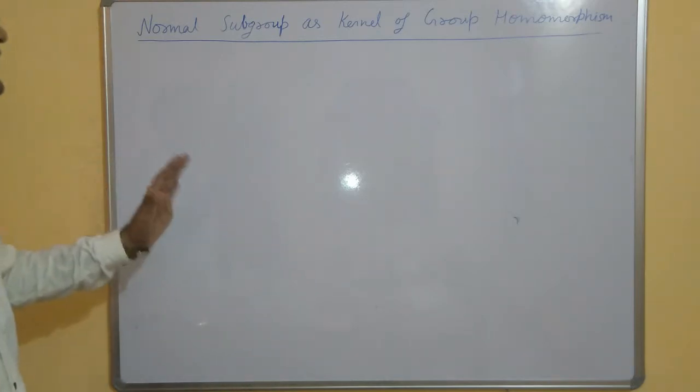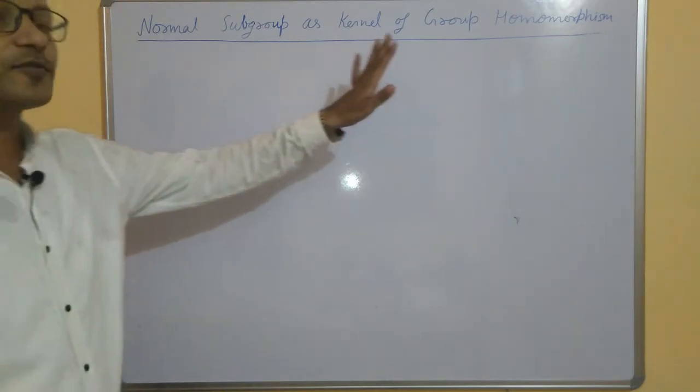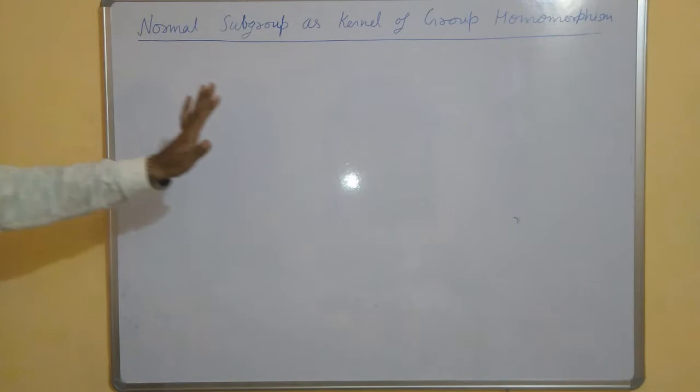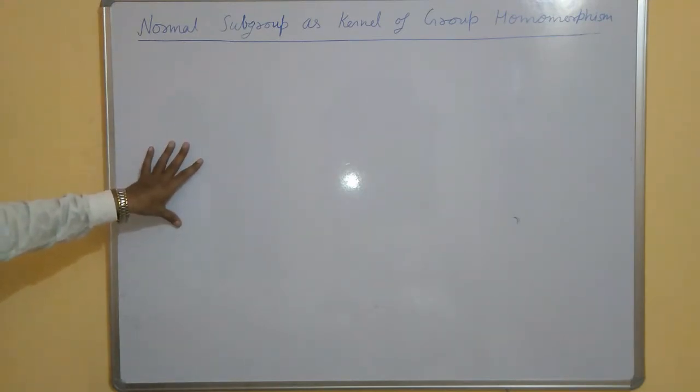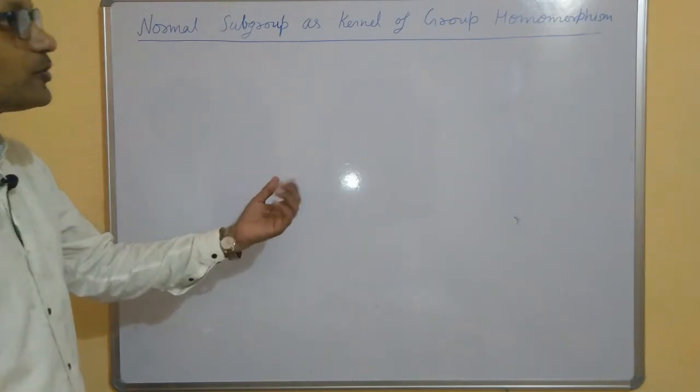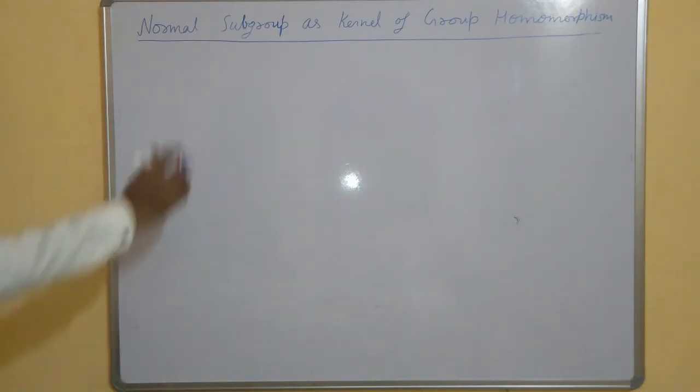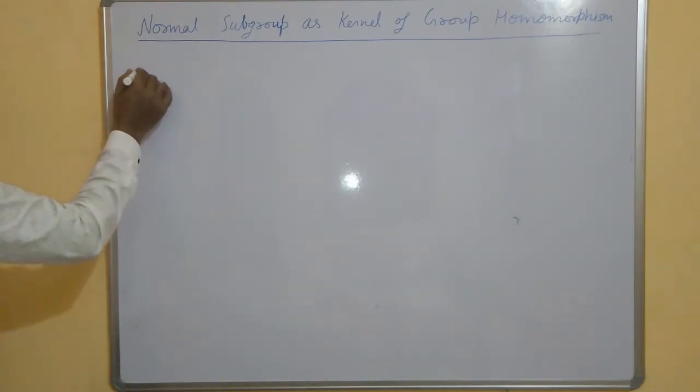Now, in this lecture we will see normal subgroup as a kernel of a group homomorphism. So we will first define the group homomorphism and then define the kernel of the group homomorphism, and we will see that the kernel of the group homomorphism is actually a normal subgroup. So let us first define the group homomorphism.